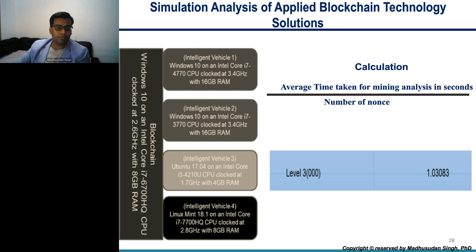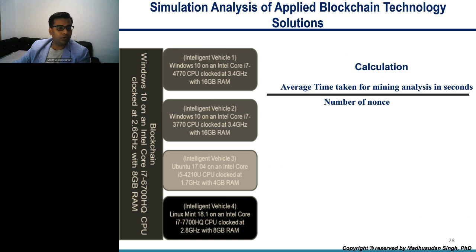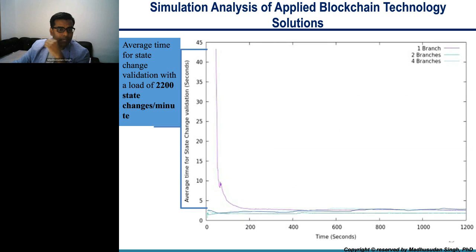So for this, we ran the simulation for level 3 only, using 3 zeros for the nonce. So we get these results. These show the average time for state change validation with a load of 2200 state changes per minute. Here we're talking about branching: 1 branch, 2 branches, and 4 branches. In the starting phase the time is very high, but as time goes on, it becomes slower.